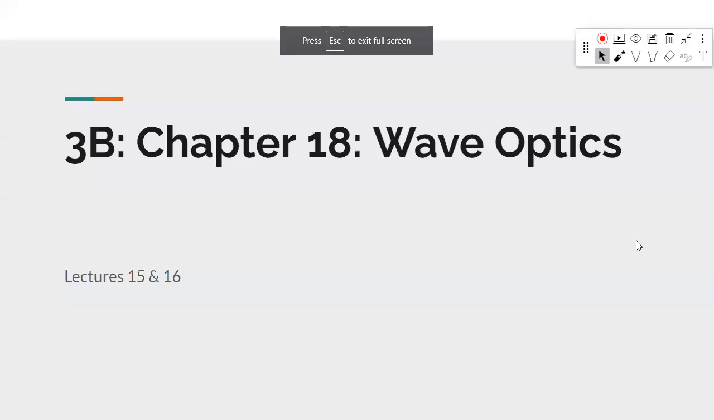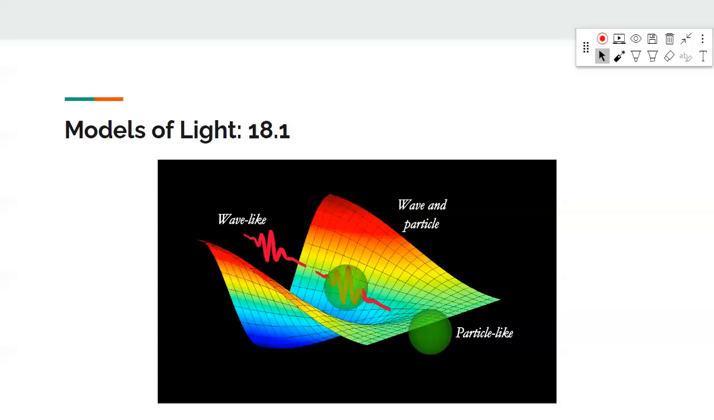Okay, so chapter 18 is on the topic of wave optics. And so the first thing that we have to do is actually talk about what we mean by wave optics, and then compare that to what we're going to learn in chapter 19, which is what you may have already learned a little bit of in high school, which is ray optics. So this is just a fun picture I found, but it's not too important for this class.